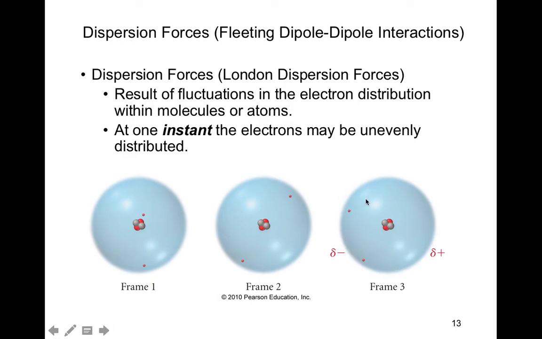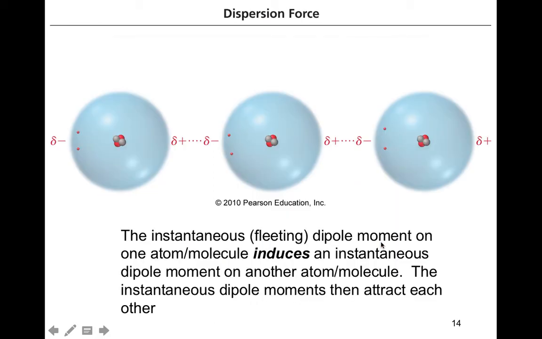And so these fleeting dipole moments only exist for tiny fractions of a second. But if I have this tiny instantaneous dipole moment in one atom, when I bring another atom next to it, it sees a positive charge that attracts the electrons, and so that causes what's called an induced dipole moment in a neighboring atom. And so that causes a brief, temporary, or instantaneous, or fleeting dipole-dipole interaction.